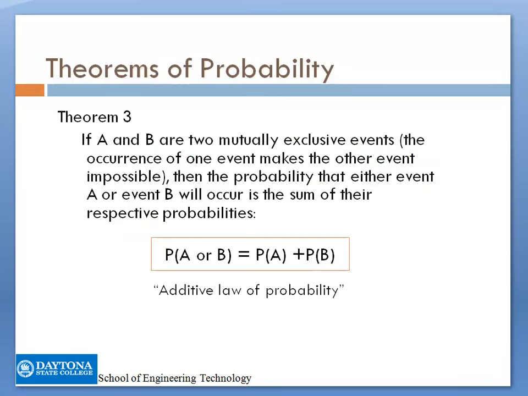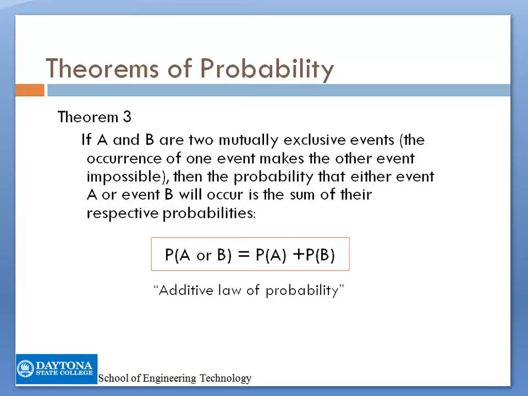So let's review theorem number 3. And this has to do when you have one event out of two or more events. So theorem number 3 says that if A and B are two mutually exclusive events, and this means that the occurrence of one event makes the other event impossible.